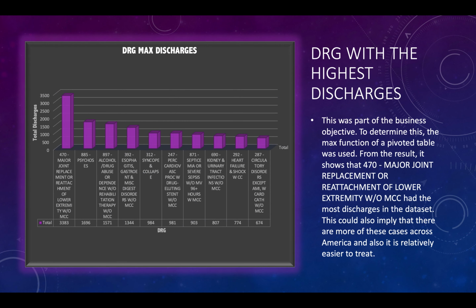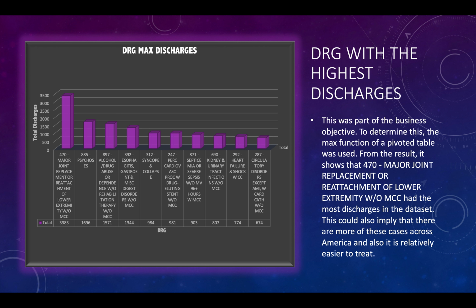And then I was also very interested in seeing the maximum discharges of DRG. So which DRG had the most discharges. So it just basically will show which DRG is easier to treat. And after performing this analysis, I discovered that major joint replacement was one of the DRGs that has a high discharge, and there could be a lot of factors involved.